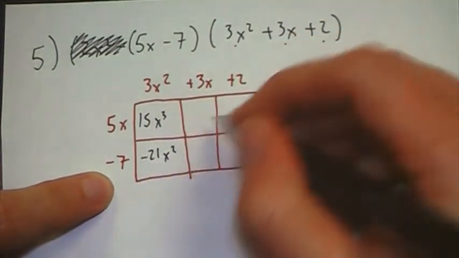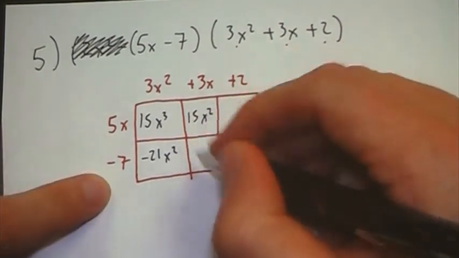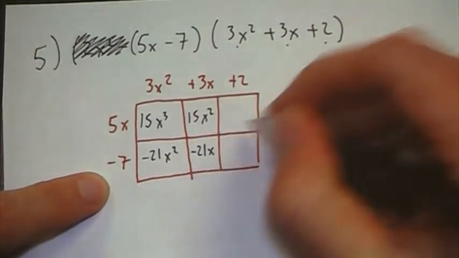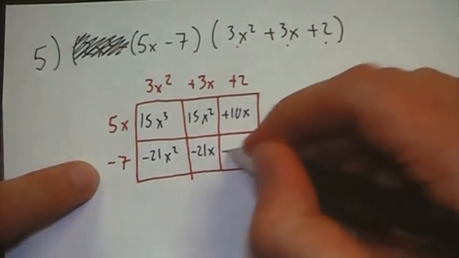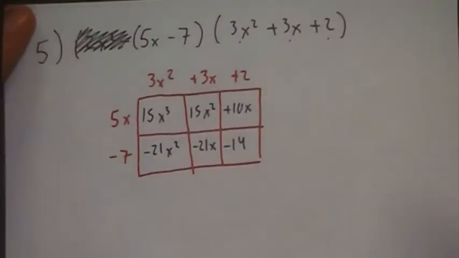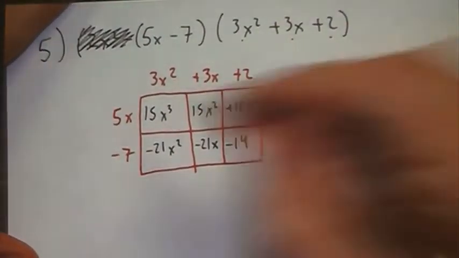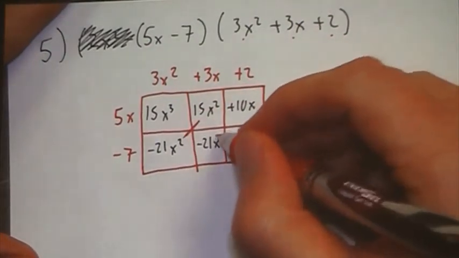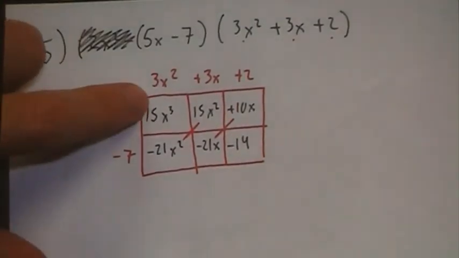21x squared. 3 elements, 15x squared, and a... And then this one is a plus 10x. Boom. Here you're going to have a couple of sets of like terms. Here are some like terms right here. And here's some like terms right here. How do we know that? Because those guys have the same variables to the same power. So the 15x cubed is by itself.